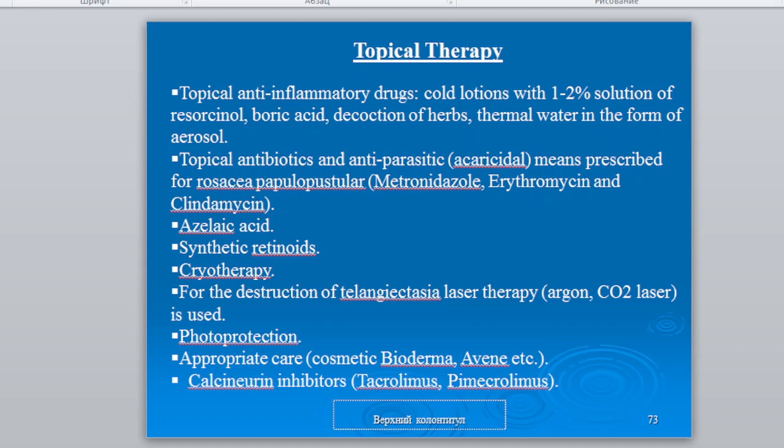Cryotherapy. For the destruction of telangiectasia, laser therapy, argon or CO2 laser, is used. Photoprotection. Appropriate care, cosmetics Bioderma, Avene, etc. Calcineurin inhibitors, tacrolimus, pimecrolimus.